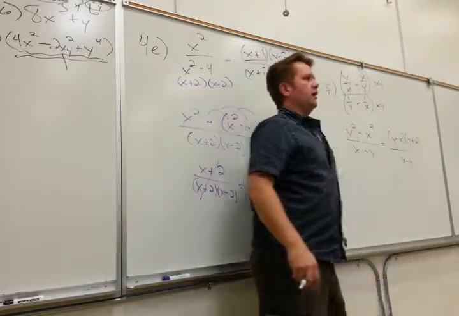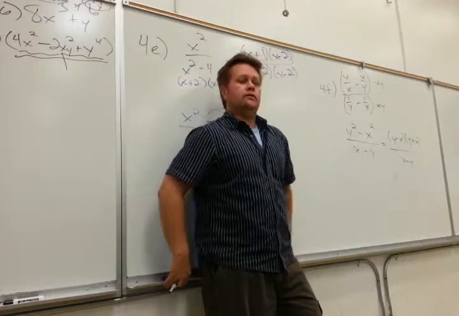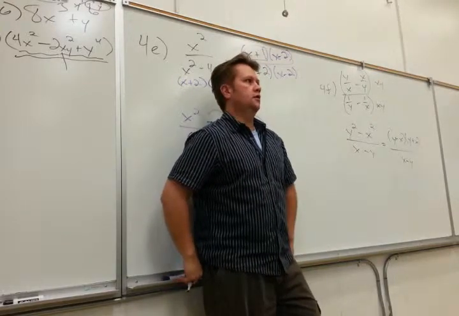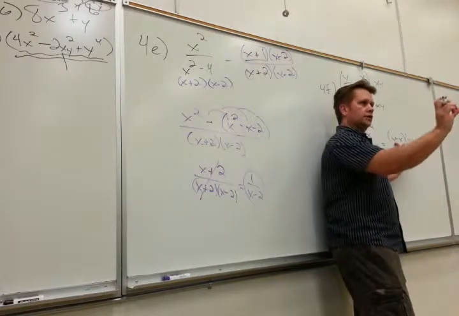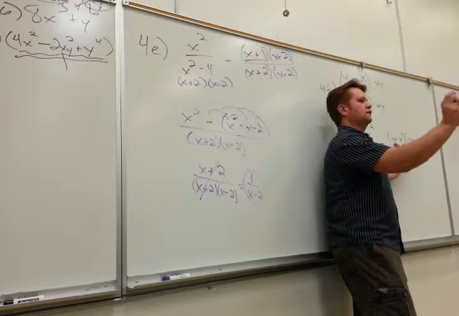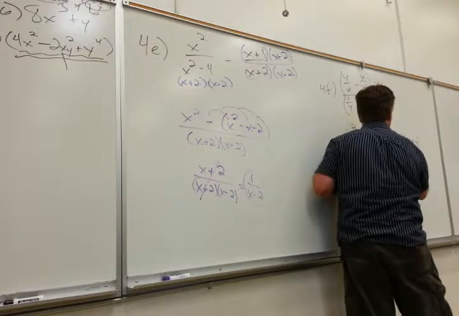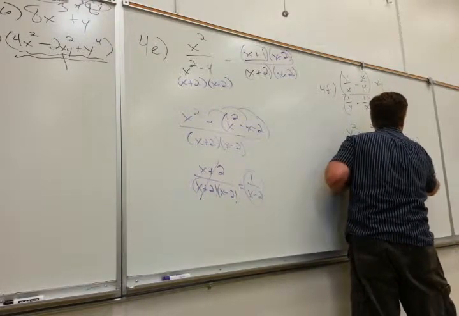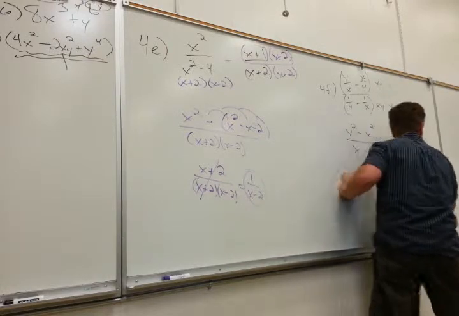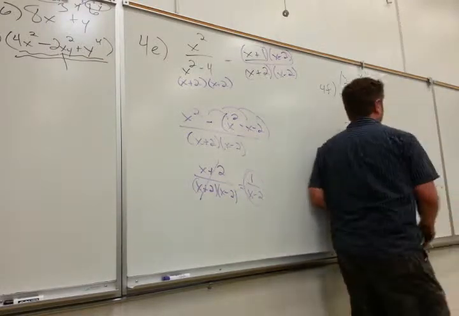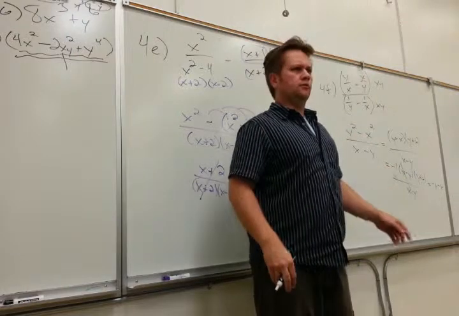These look like they want to cancel, but they can't because they're not exactly the same. So all you have to do is take out a -1. That's the only reason they're not the same, because they have different signs. So if you take a -1 out, you get -y minus x. Bring the -1 in there.